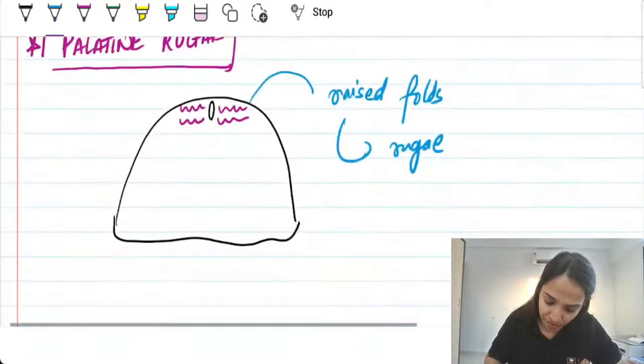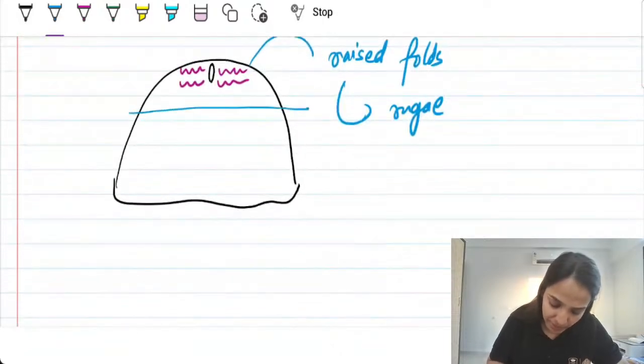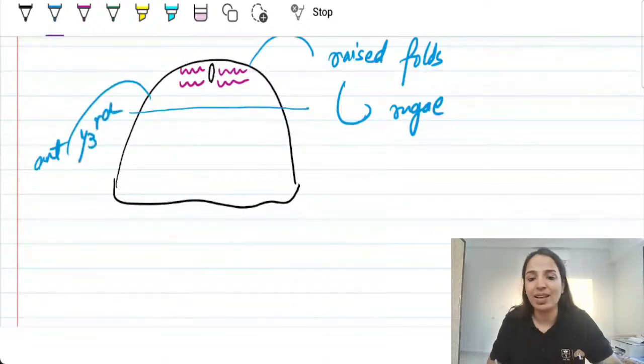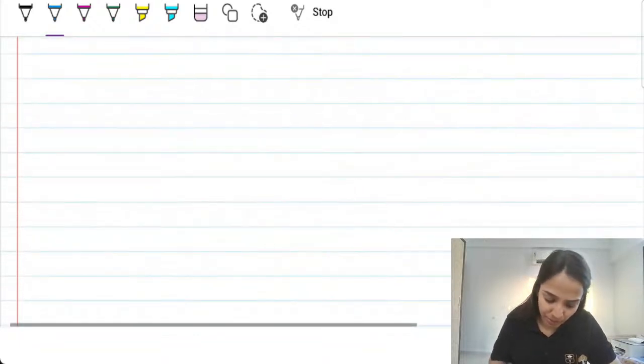dense connective tissue bilaterally radiating from the median suture in the anterior third of the palate. They are only located in the anterior one third of the palate. They are called your palatine rugae.